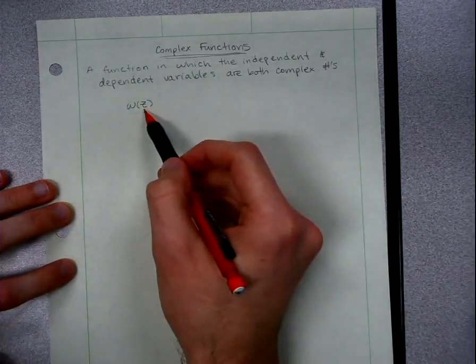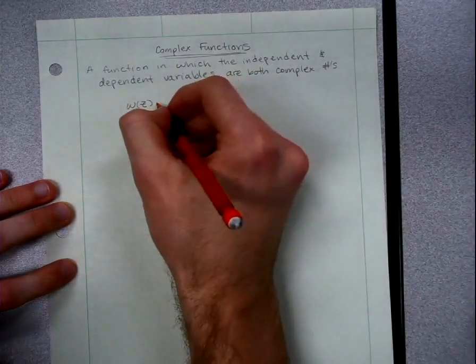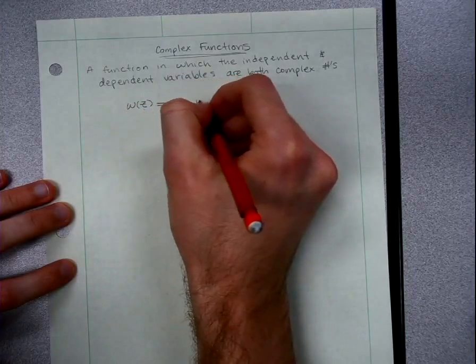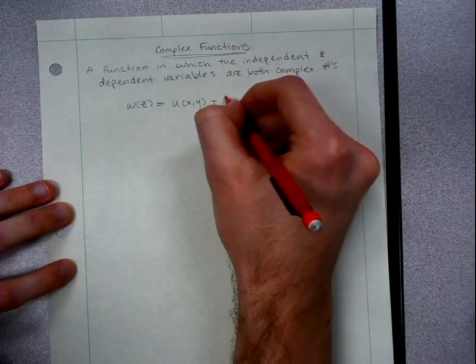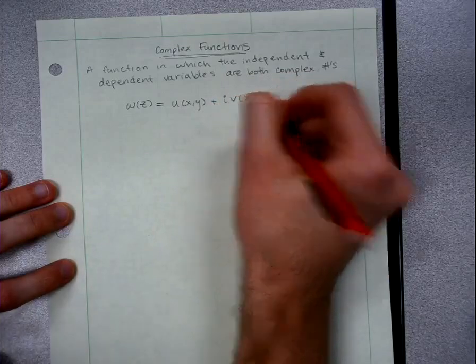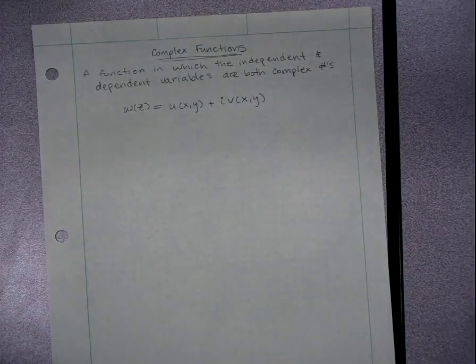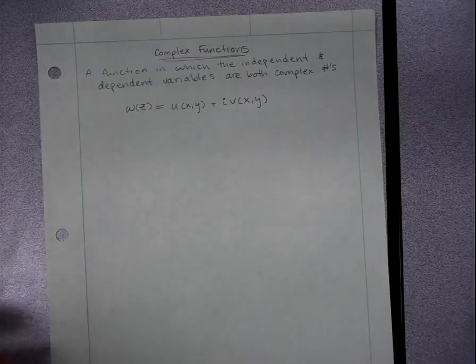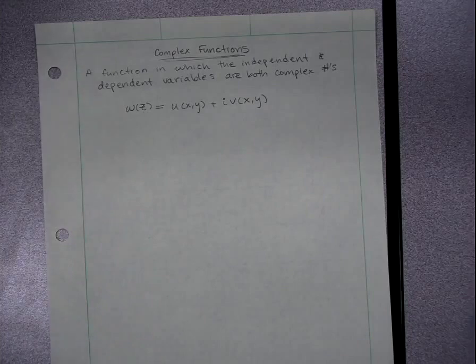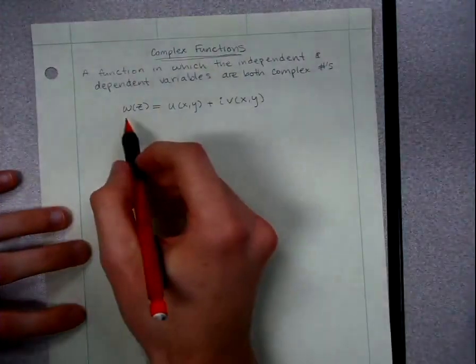So like I said, we're going to be feeding z into the complex function, and it's going to be equal to u of x, y, plus i v of x, y. Okay, so that's what our complex function is going to be. Again, the complex variable is z equals x plus iy. The complex function is our w. So basically we're going to be mapping the complex variable from the z-plane onto a new plane called the w-plane.